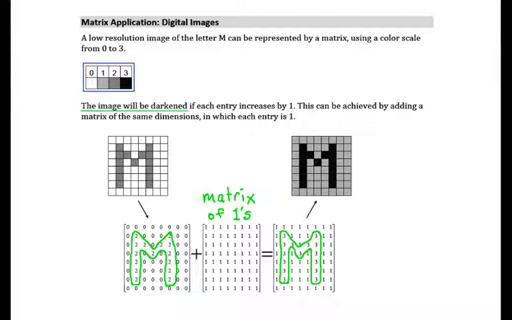Naturally, you can imagine that subtracting a matrix of all 1's would cause an image to be lightened. Now, our color scale is so limited that we can only subtract a matrix of all 1's if we don't have any 0's in the first place. So we could back this one up, right? From this image we have here, we could certainly back up to the lighter image by subtracting that matrix of all 1's.